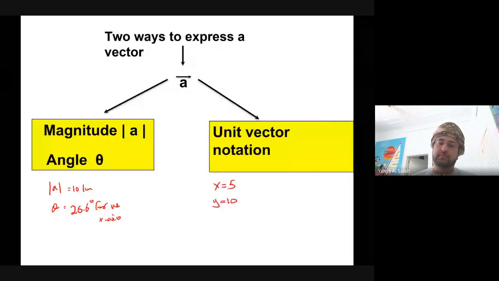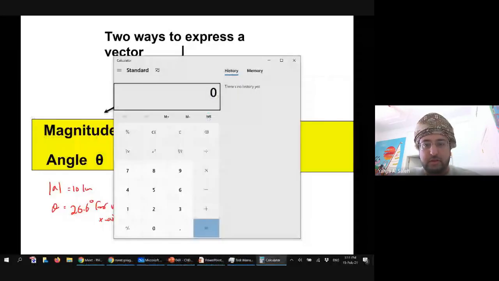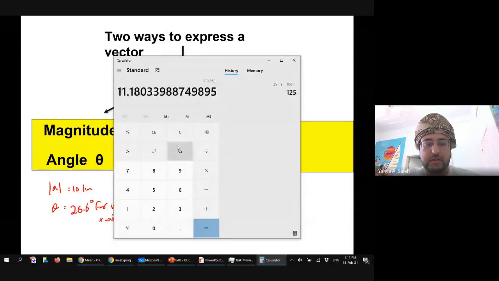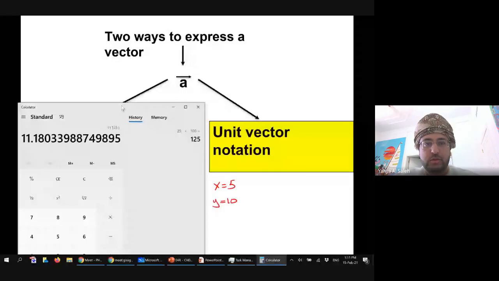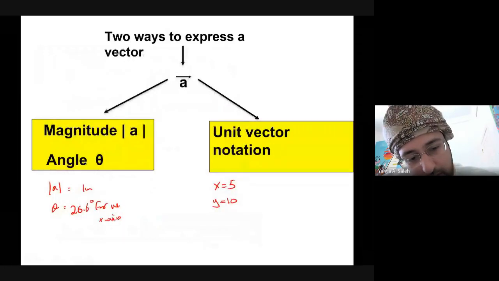Okay, these are two different ways. Now this is not actually the exact same thing. To be accurate, let me actually do it. 5 squared is 25 plus 10 squared is 100. So 125 square root is 11.2. y على x, 10 over 5 is 2. So this should be 11.2.